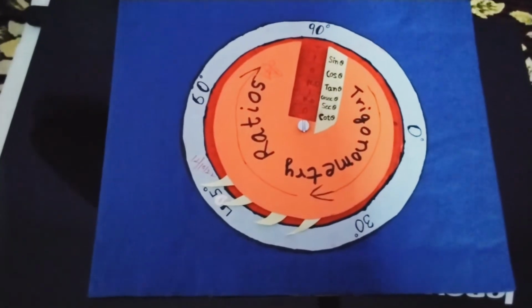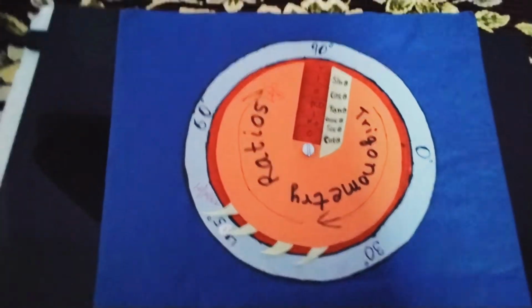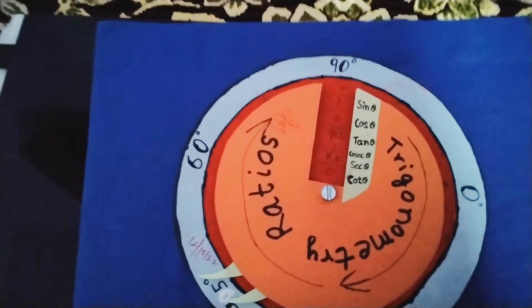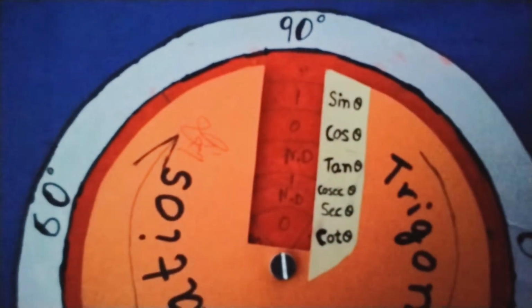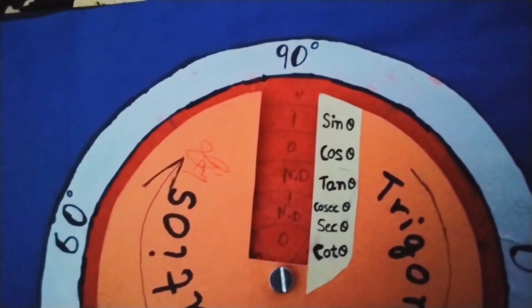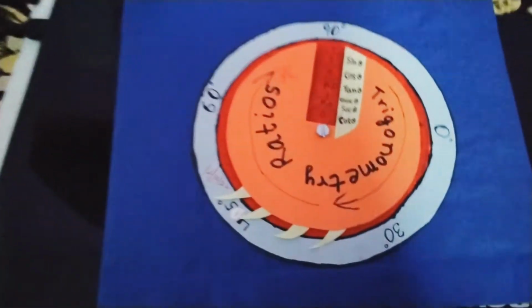If we want to find out the value of cosec 90 degree, then we will just rotate. We can see that the value of cosec 90 degree is 1, which is really true.